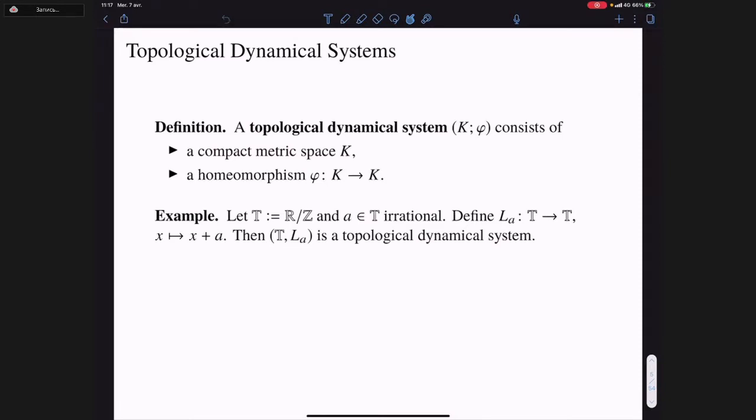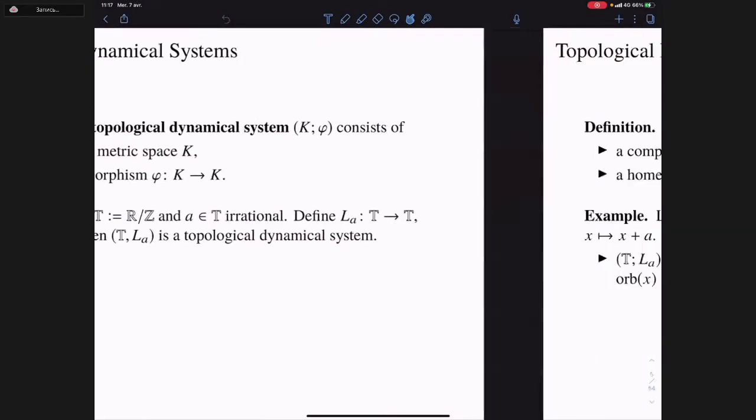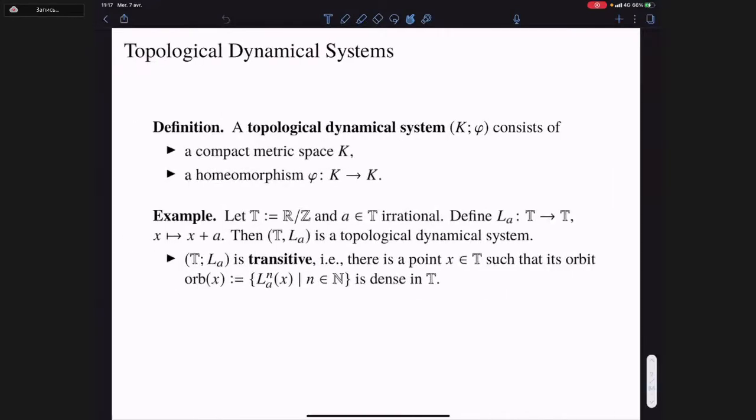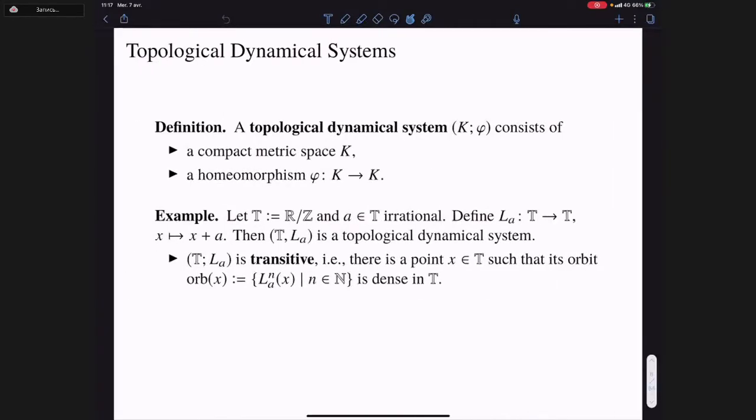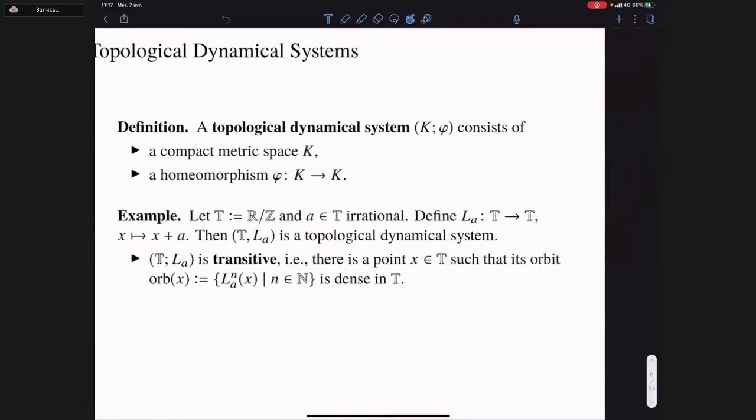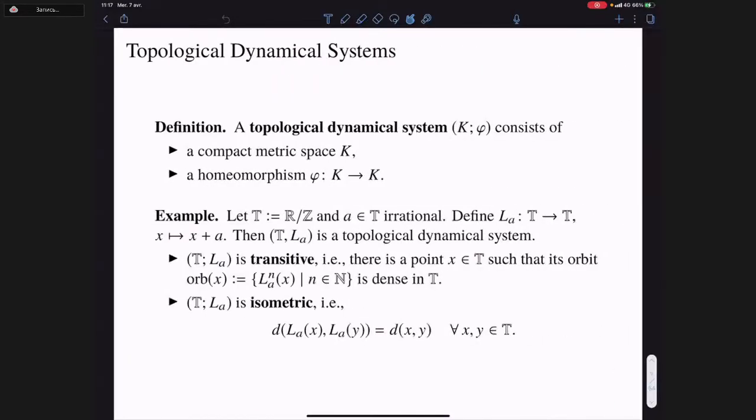The system has two important properties. It is transitive, which means that if you start with a point and you take its orbit, then this orbit distributes over the entire space, so you get a dense subset. And the second important property it has is that it is an isometric system, which means that if you take two different points and you move them with the dynamics, then the distances remain preserved.